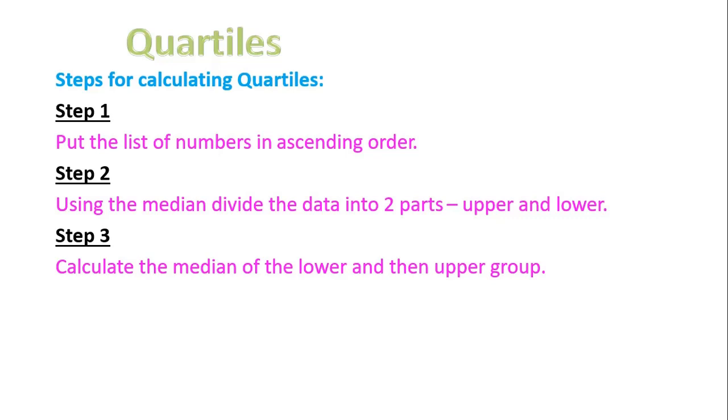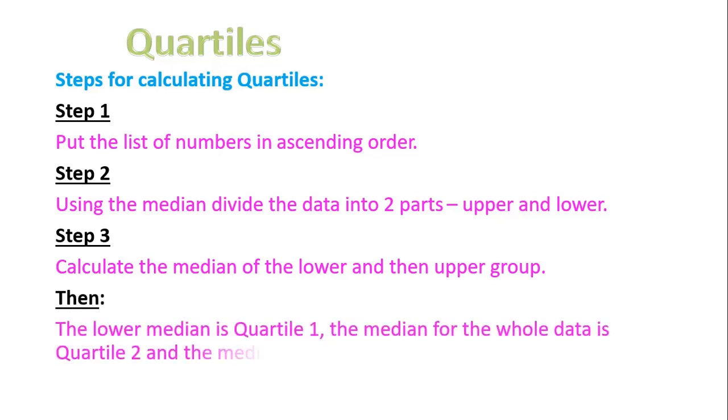So we split the data in half at the median, and then we find the median again for the first half, and again for the second half. That means the lower median is quartile 1, the median of all the data is quartile 2, and the median of the upper half is quartile 3. Hopefully those steps make sense, but even if they don't, let's use them in two more examples and then they will make sense. Let's look.